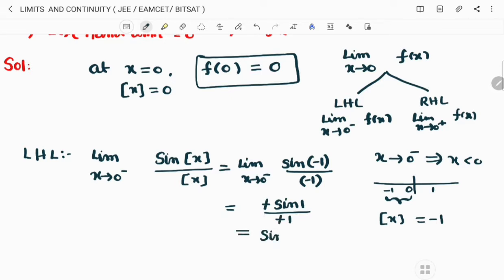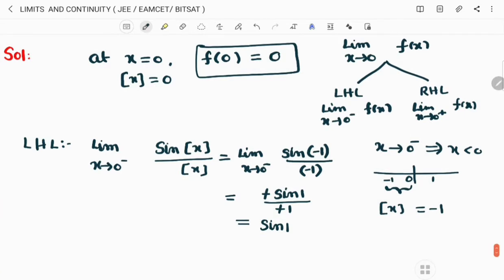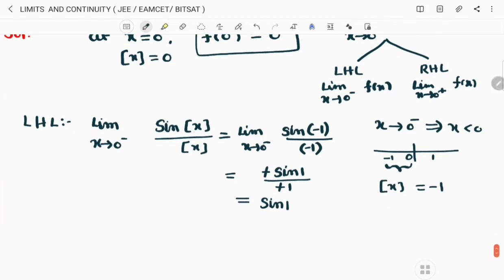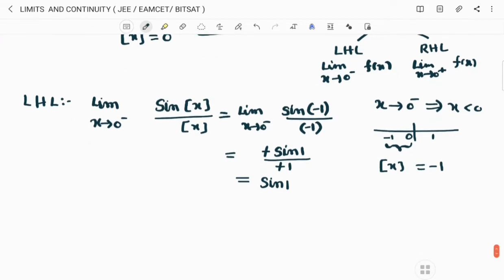Sine 1. So left hand limit, once again I will repeat: x tends to 0 minus, x is less than 0. Whenever x is less than 0, in the step function or greatest integer function, the value of x is between minus 1 and 0. If you take any value of x between minus 1 and 0, it takes only minus 1. So sine of [x] equal to sine of minus 1, by minus 1. Wherever [x] is there, you can replace by minus 1. So sine of minus 1 is minus sine 1 by minus 1. Minus 1 gets cancelled, sine 1.